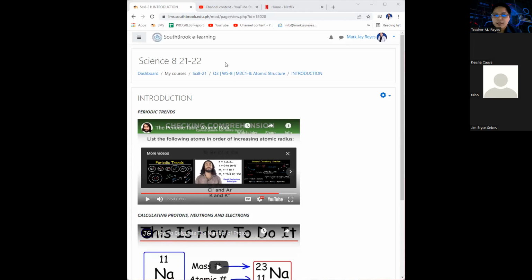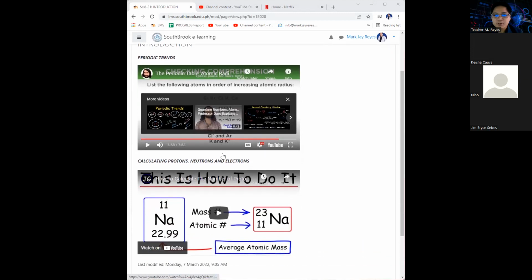Okay, let's move now to calculating protons, neutrons, and electrons. It is actually given in our slide, but then again, this is to reinforce your knowledge with regards to how you can calculate the protons, neutrons, and electrons in a given element. Okay, hang on, let's take a look at this one.